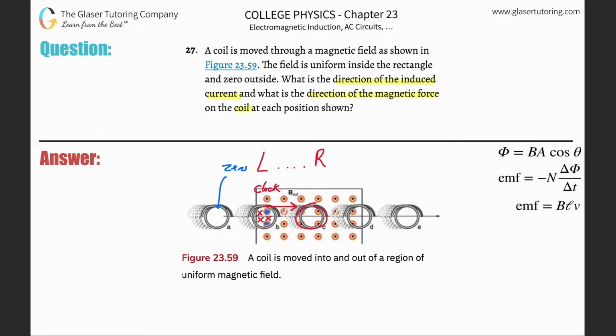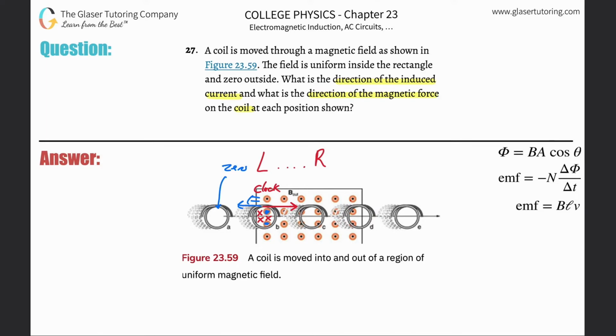Now here there is no change because the magnetic field strength is not changing. Although this is moving, it doesn't really matter. There is no induced current because there is no changing flux. However, one other thing they asked about is force. The force will always oppose the motion. If the motion is to the right, then the force must be to the left. It's that simple.